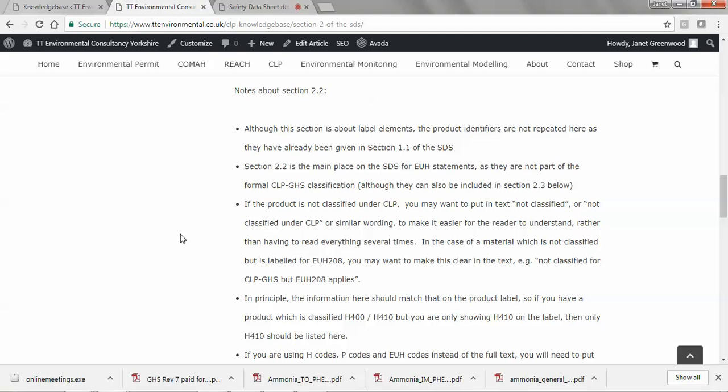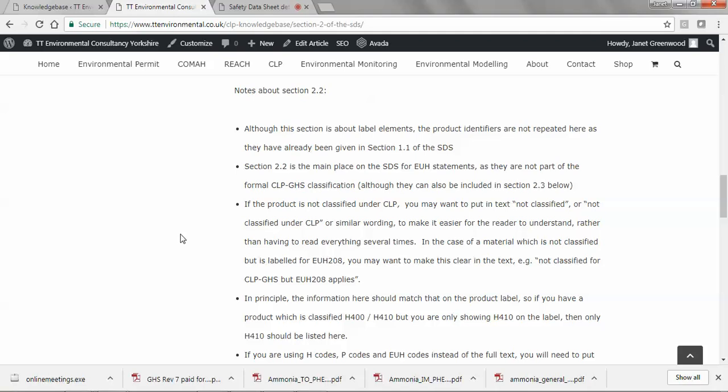And similarly, if you've got products that are EUH208, which often happens where you're doing fragrances or flavourings, then you may say not classified for CLP GHS, but EUH208 applies. In principle, as I've said, the product information should match that on the product label.